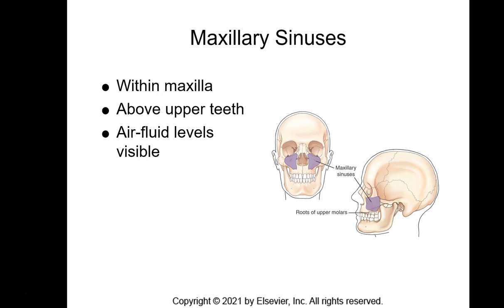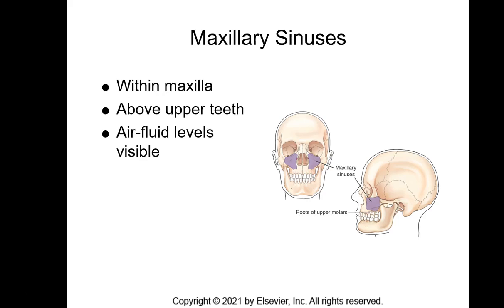From the front, remember, the maxillary sinuses look like candy corn or a piece of pizza. You can see they're kind of triangular in shape. From the lateral perspective, the maxillary sinuses appear more cube-shaped. Usually, maxillary sinuses are about 3 to 4 centimeters tall and 2.5 to 3 centimeters wide and deep.